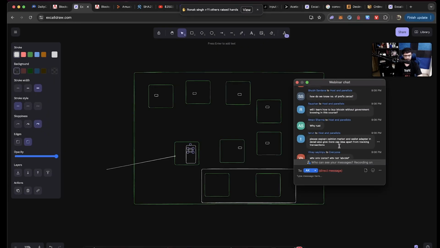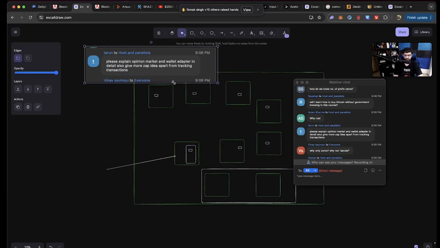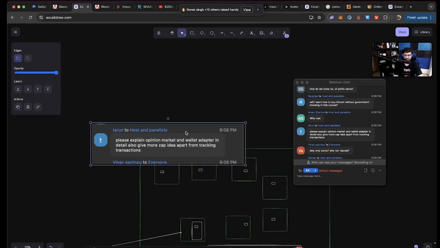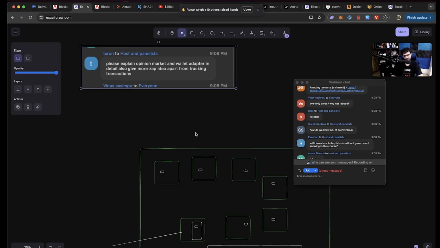Please explain opinions market, let me explain. And wallet adapter, yes. You chose the most difficult projects, both of them. I will explain them very soon. Also give more Zap ideas apart from tracking transactions. Sure. Okay, let me just take a screenshot of this so I don't forget. I will cover these things as soon as I'm done with the doubts. It's hard. Well, this is the starting point.